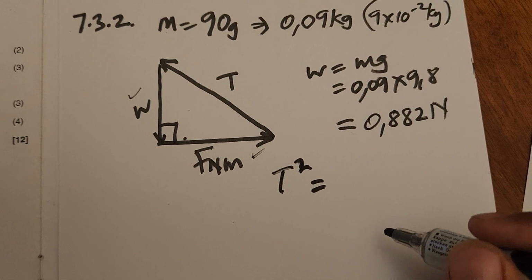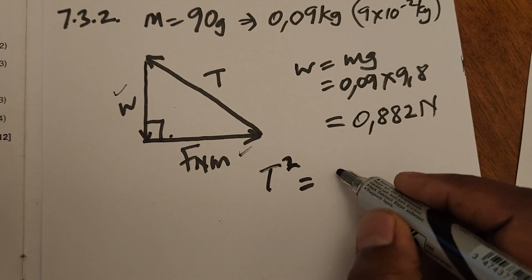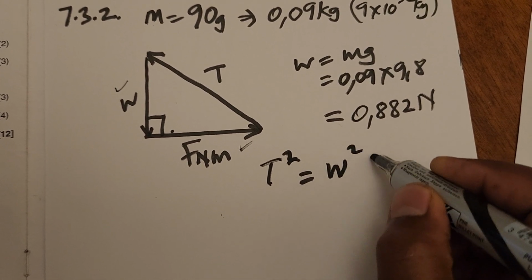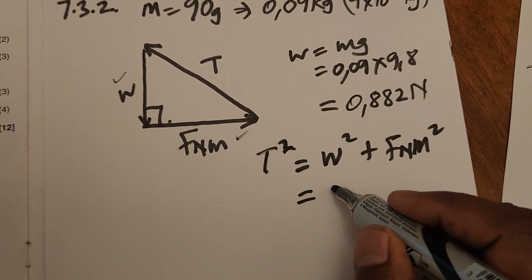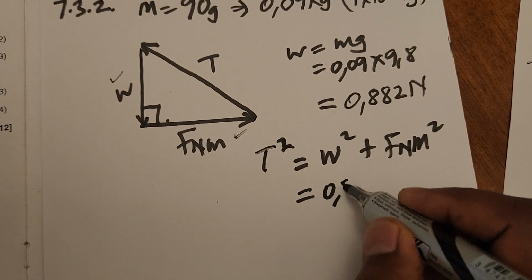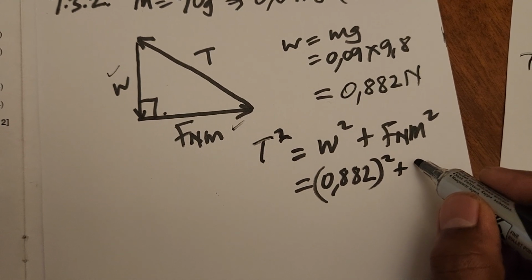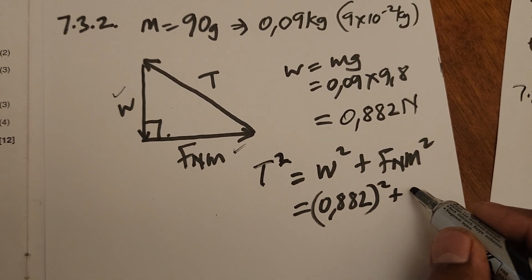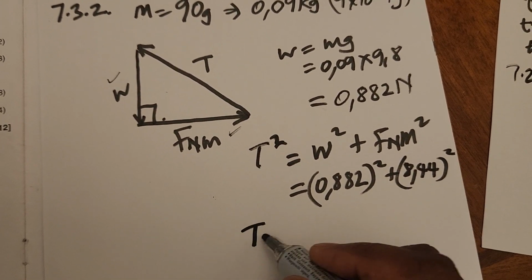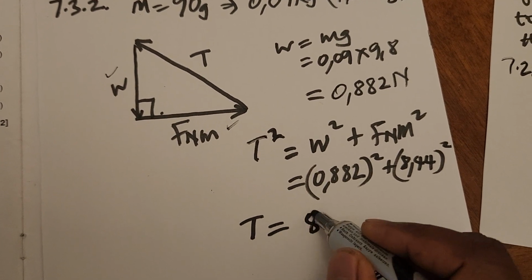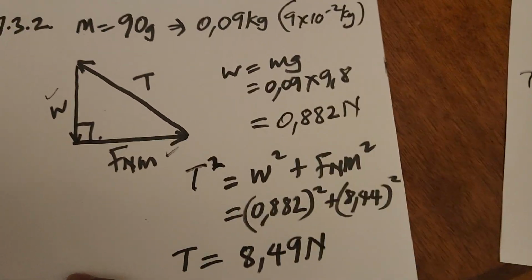will be the same as now, in this case, the weight squared plus F on M squared. Therefore, this will be 0.882 squared plus this one we calculated, 8.44 squared. Therefore, the tension will be 8.49 newtons. This is 4 marks.